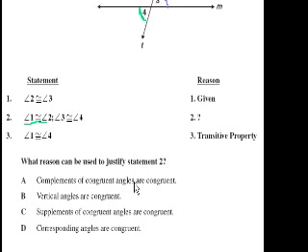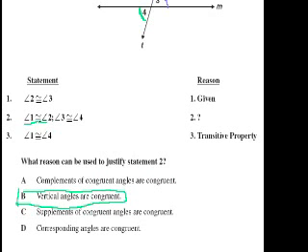Complements of congruent angles are congruent. Complements. Vertical angles are congruent. I think that's what they call opposite angles. Vertical angles. I think that's what they mean by opposite angles. Supplements of congruent angles are congruent. That's not true. Corresponding angles are congruent. These aren't corresponding. I think this is what they mean by vertical angles. Complements of congruent angles are congruent.